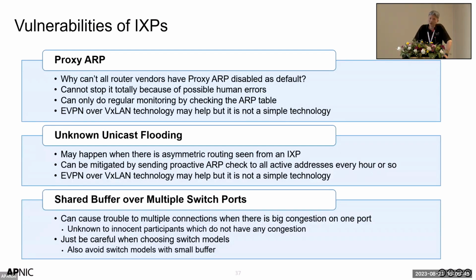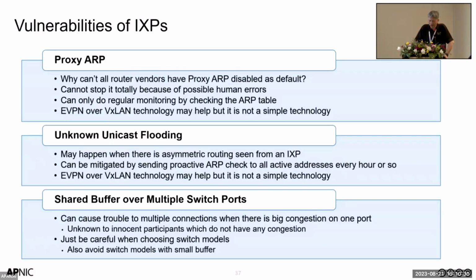Of course, there may be cases where people have made some human error and enabled proxy ARP accidentally. Then, if you encounter it, you need to shut down the port immediately. But it will cause interruption to your network for sure. That's not good, and that's why people are starting to use EVPN over VXLAN to help with that. But of course, it's an even more advanced technology. Unless you are very big, you may not need that.